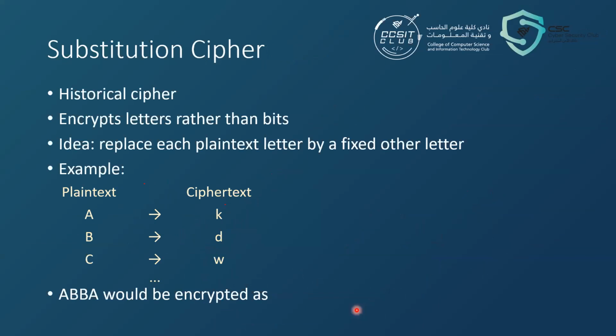Okay, so going to the substitution cipher, which is an excellent way to show how symmetric cryptography works. Substitution cipher is a historical cipher, which is just a polite way of saying it's old and stupid. No one today uses substitution cipher. The substitution cipher encrypts letters rather than bits, so it operates on the actual text rather than the digital representation of it. All modern cryptography operates on bits. So the idea is to replace each plain text letter by a fixed other letter.